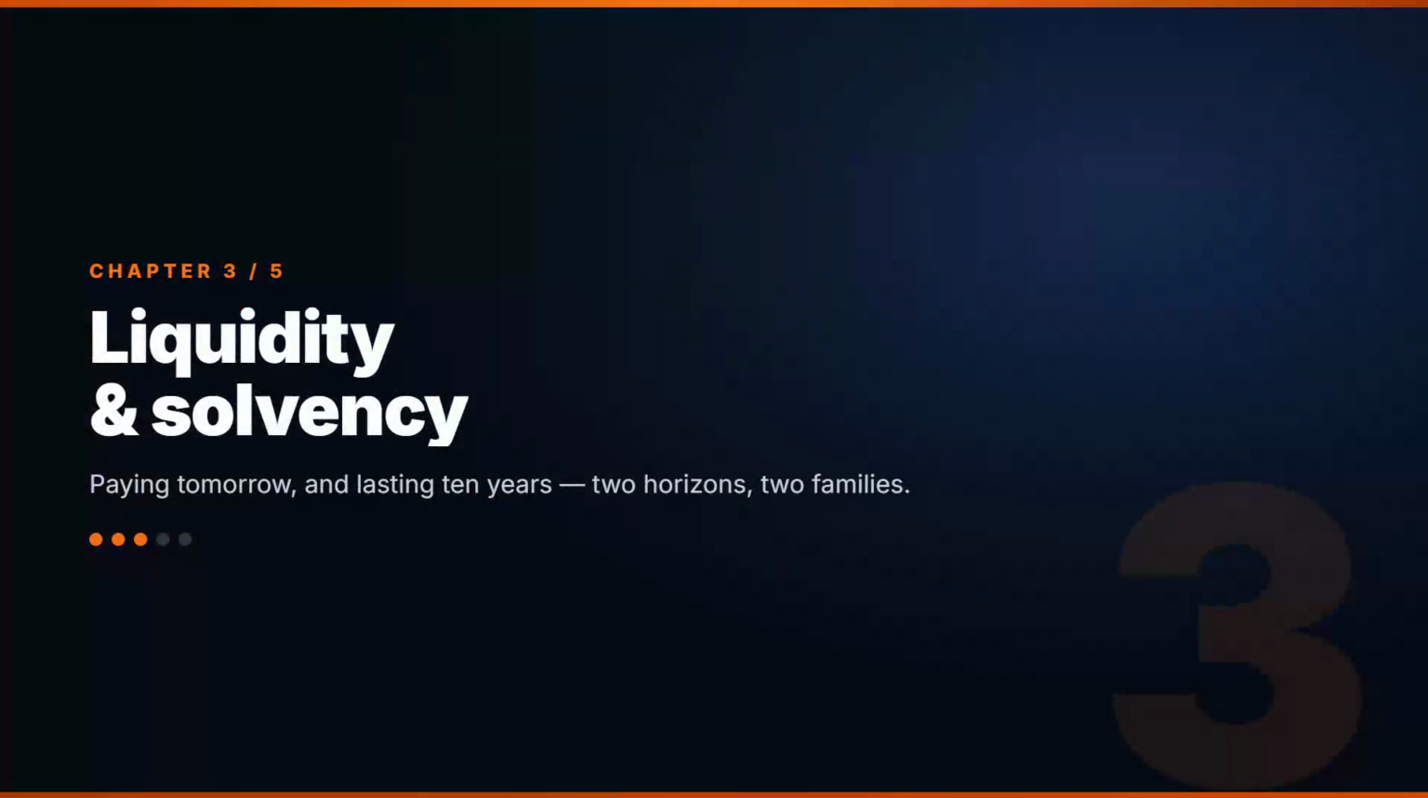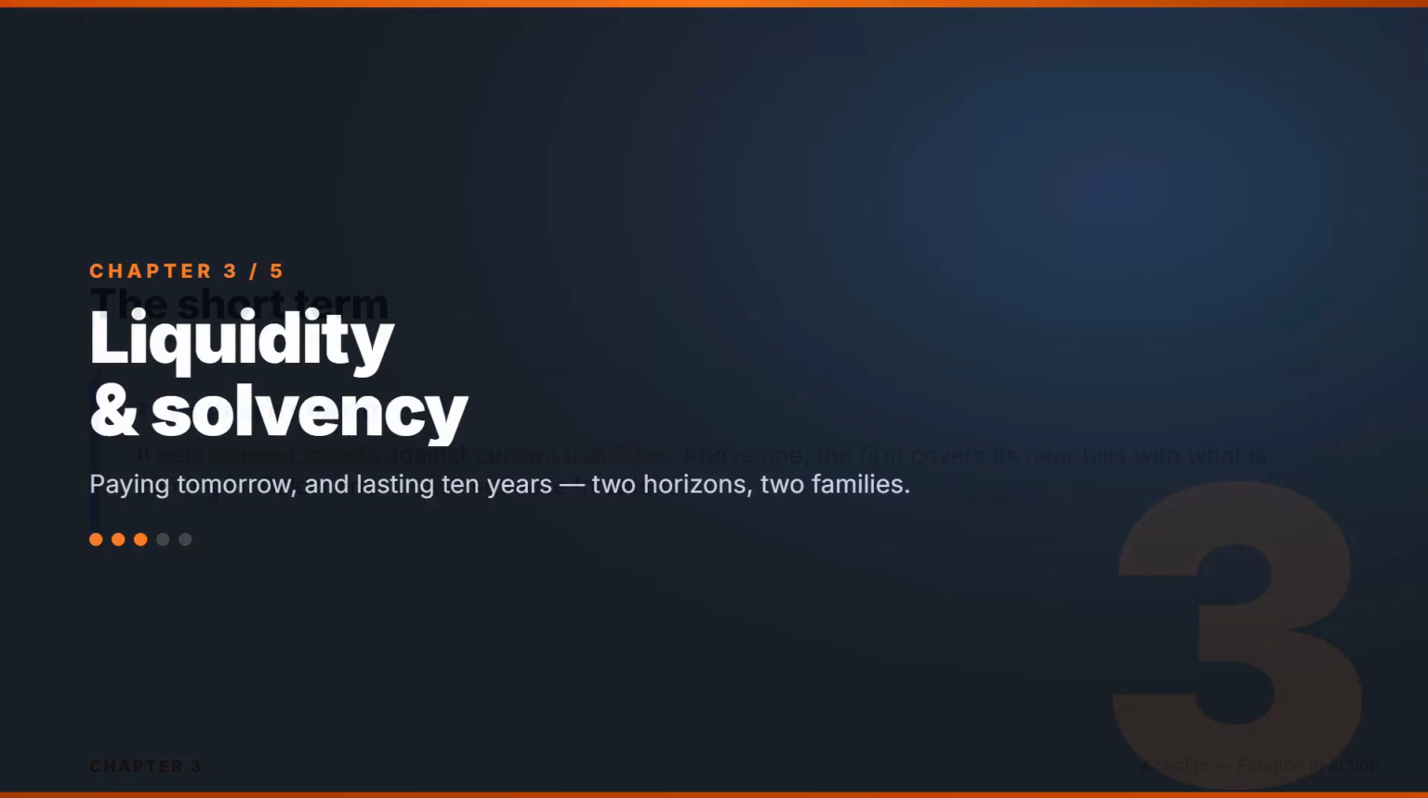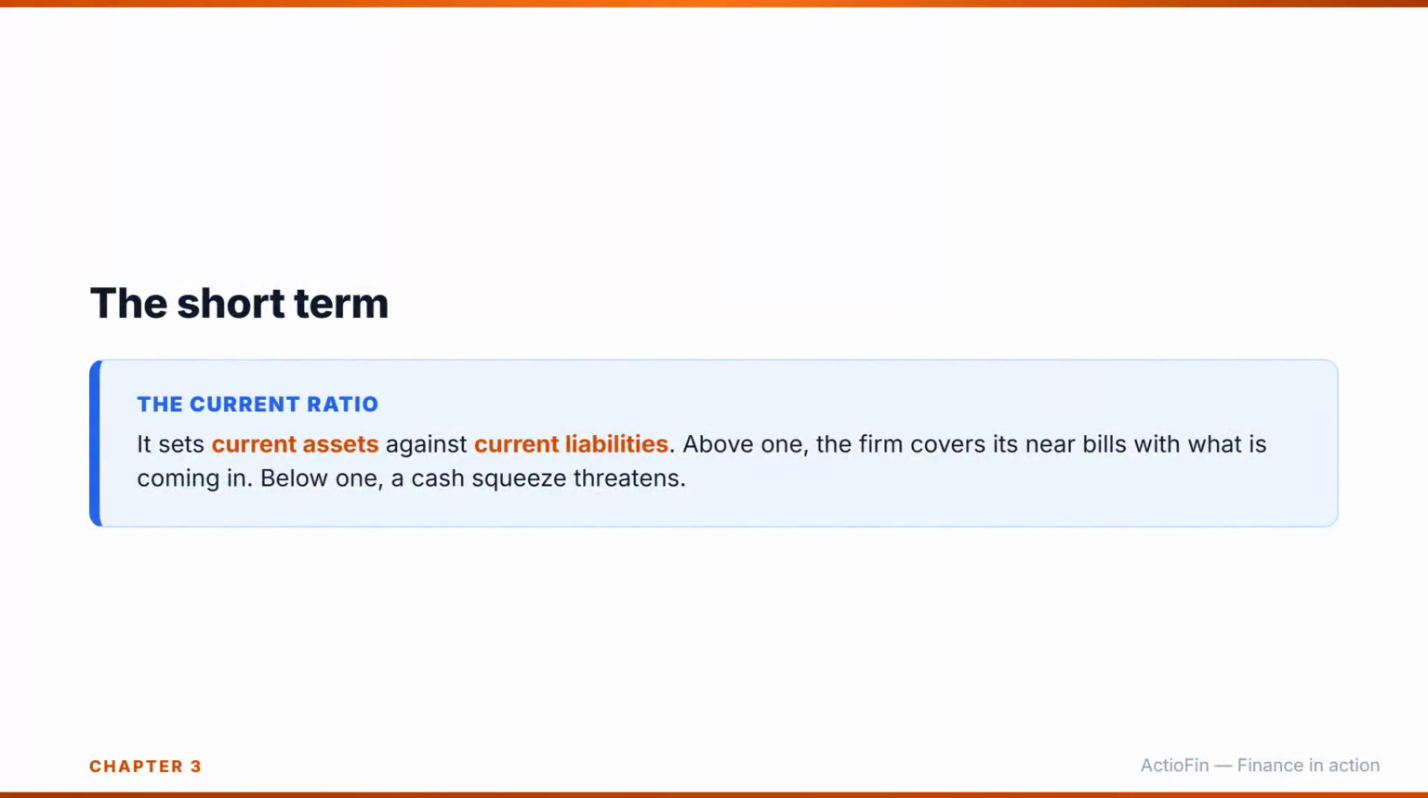Chapter 3. Liquidity and solvency, paying tomorrow and lasting 10 years. For the short term, the current ratio. It sets current assets against current liabilities. Above 1, the firm covers its near bills with what is coming in. Below 1, a cash squeeze threatens.